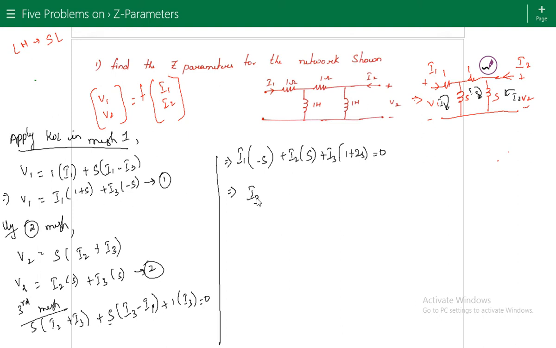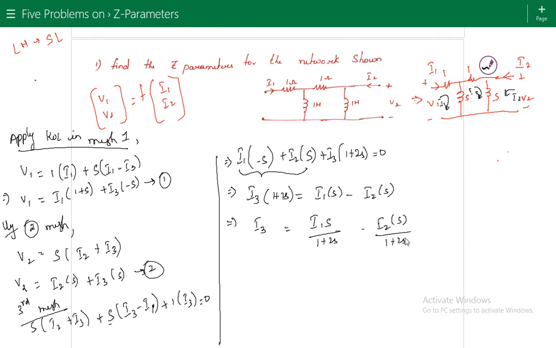So what I will do here, S3 into 1 plus 2S equal to, I'm sending these two terms to the other side. So what I will get, I1 into S minus I2 into S, right. I3 equal to, at last what can I write, I3? I3 as I1 into S by 1 plus 2S minus I2 into S by 1 plus 2S. This I am considering as equation 3.